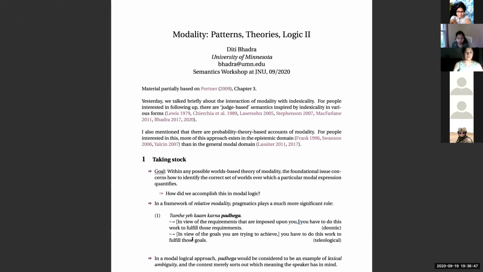Okay. And then the other reading is, in view of the goals that you're trying to achieve, you have to do this work to fulfill those goals. So in one case, we have a deontic interpretation where, based on your requirements, you're required to do something. Whereas the other, we have a teleological interpretation of padega. So based on what your goals are, you have to do this.